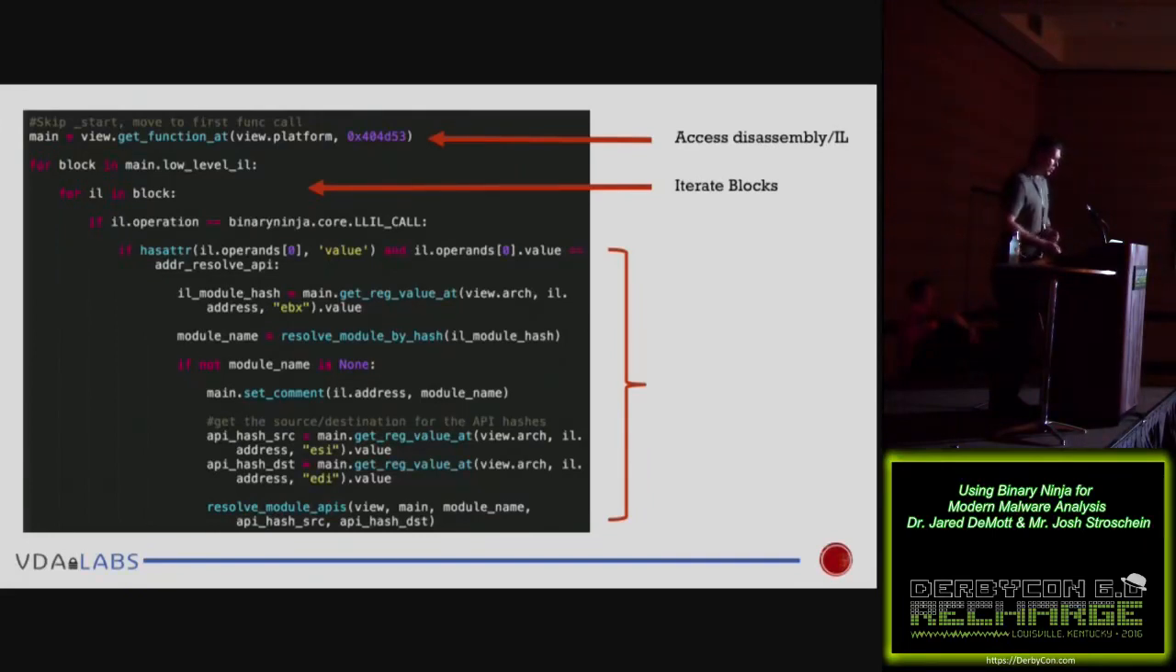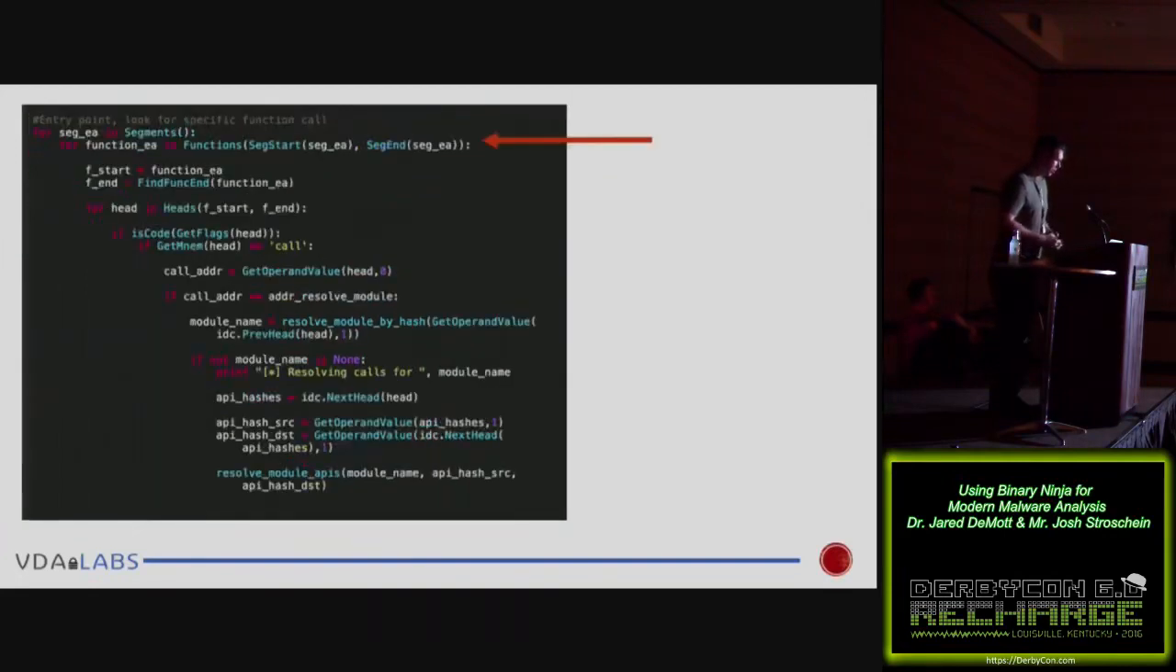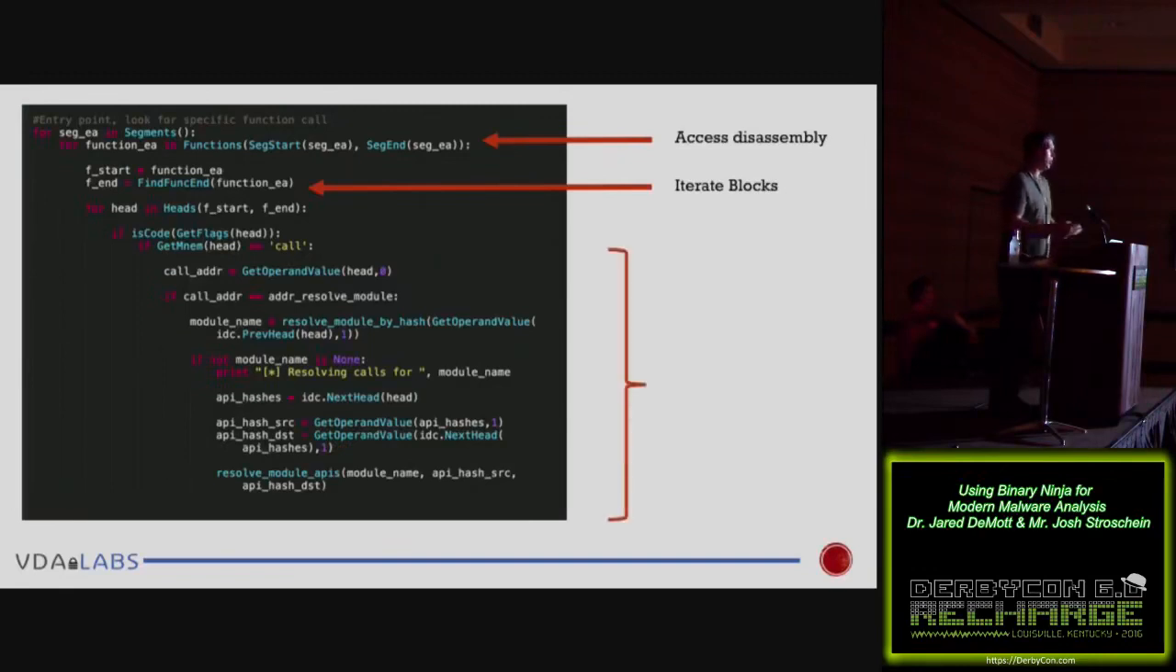Okay, same section in the IDA script. Not a whole lot different here, slightly different functions, of course, a different API, but same process. We're going through each instruction, I'm looking for the call. Once I find the call, I'm able to pull all the information I need in order to resolve those APIs.